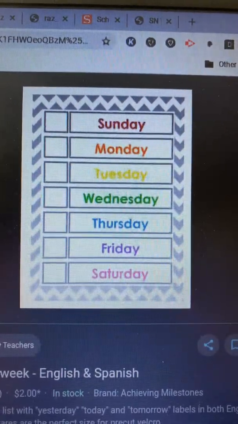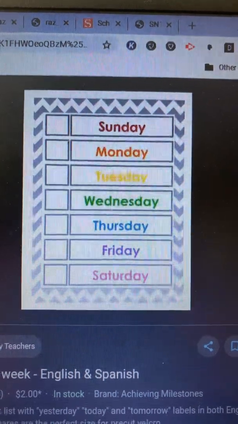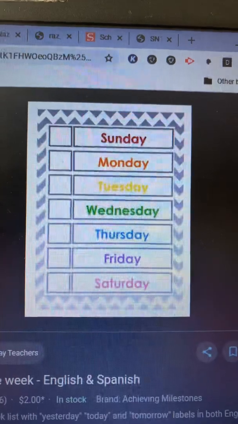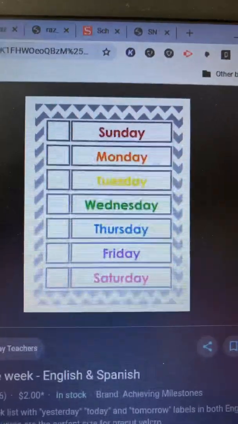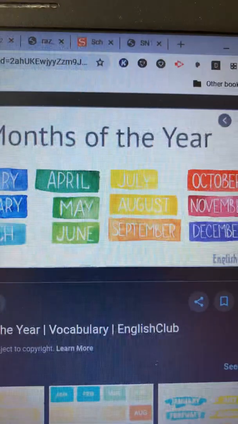You could not have a week that had Sunday, then Friday, then Wednesday, then Tuesday, then Friday. You can't do that. Days of the week have to go in the same order all the time. Okay, so that's just a little review of the days of the week. All right, now let's look at the months of the year.